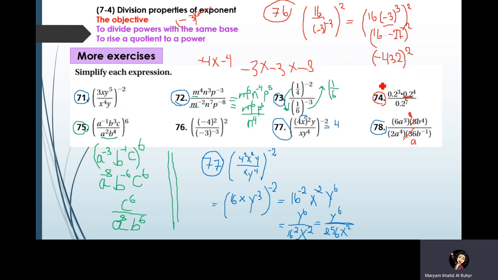432 to the power 2, which means 432 times itself. So that is to the power 2, you will get definitely a big number, and you will get it positive. So that is 186,624. So that's the idea, and that's the answer for the last one.